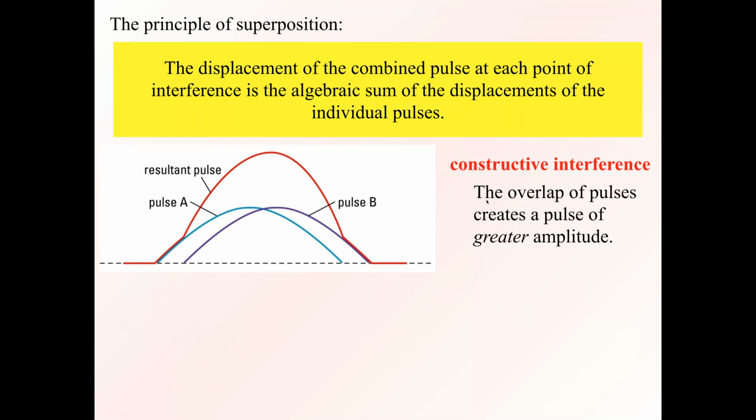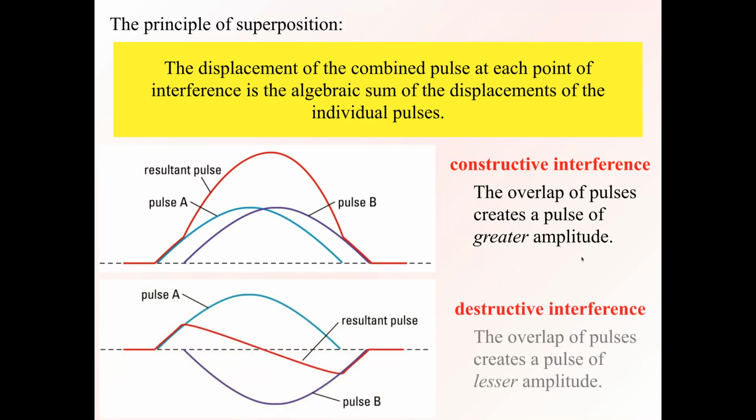Constructive interference is when the overlap of the pulses creates a pulse of greater amplitude. In this case, we have these two that are superimposed, and so our interference ends up being a lot bigger. We get this greater amplitude. Destructive interference is when we have a pulse that's down below, and then pulse B is above. Our resultant pulse is in between here, and so the overlap of the pulses creates a pulse of lesser amplitude. That's destructive interference. It reduces the size of the pulse.